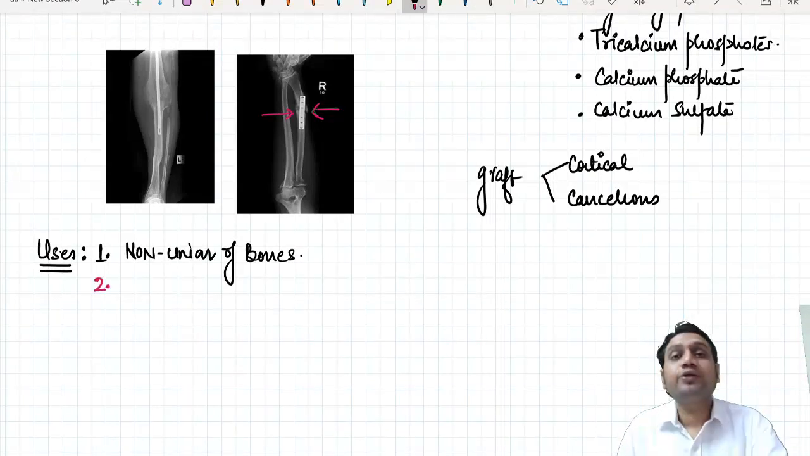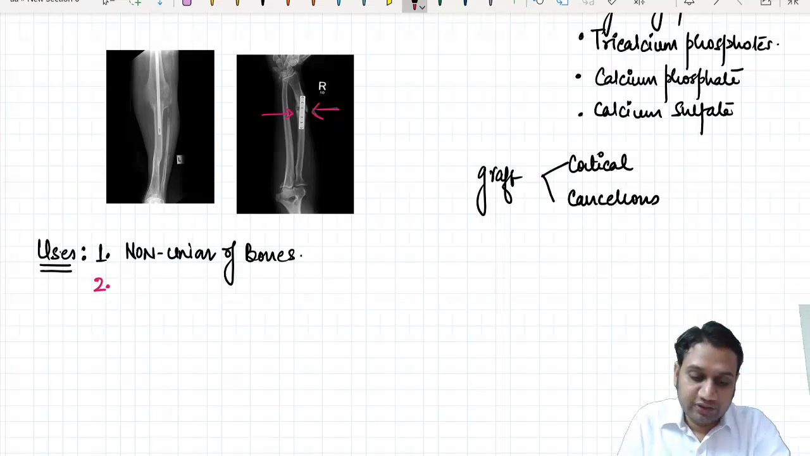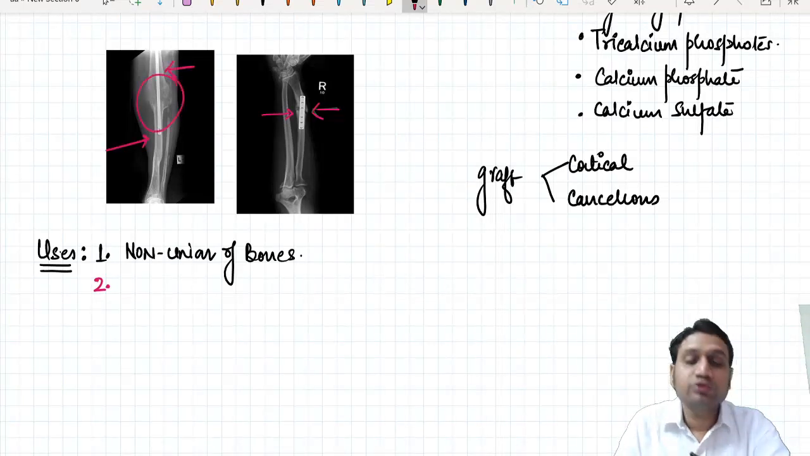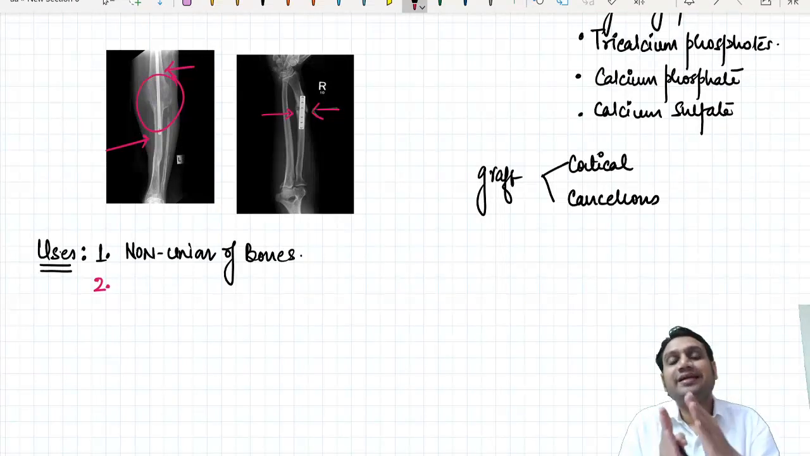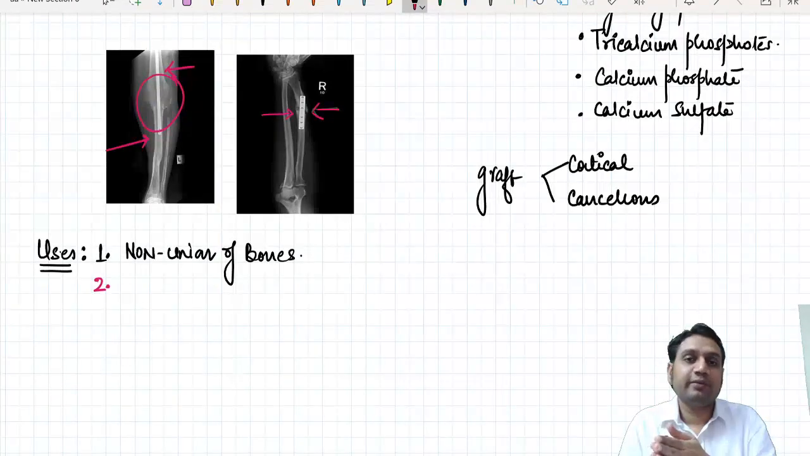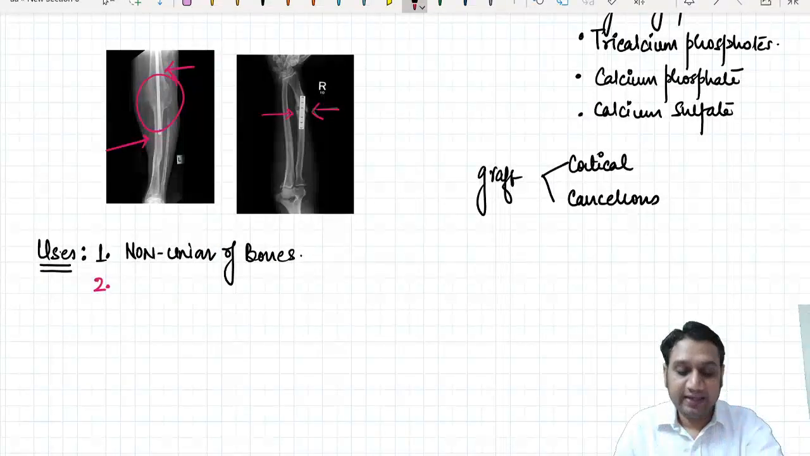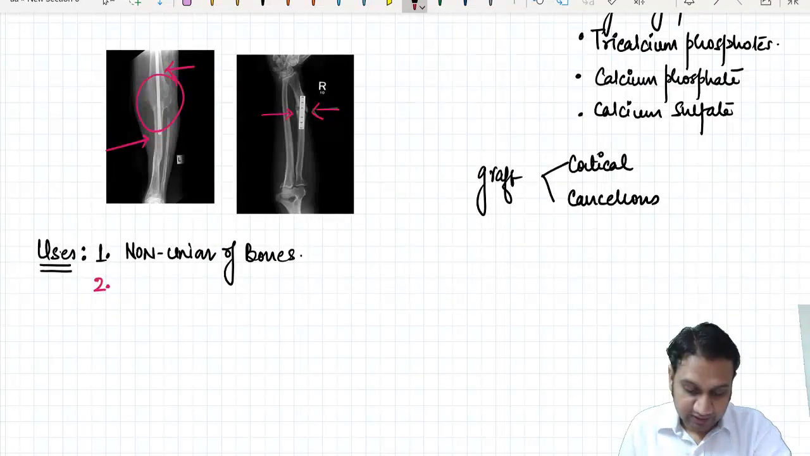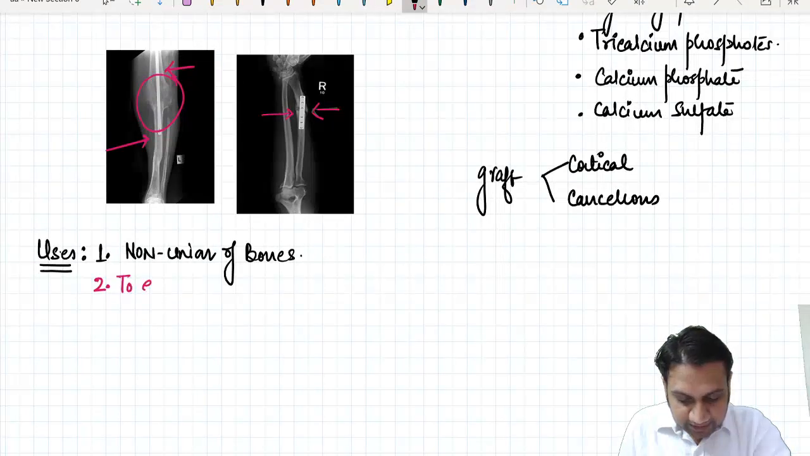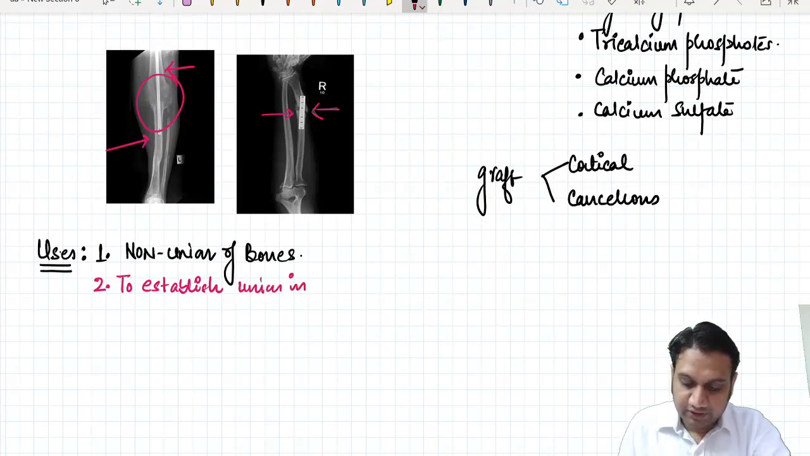Second, when you're doing joint arthrodesis. You see this is femur and this is tibia, and for some reason if we need to fuse the knee joint, we excise the lower part of femur and the upper part of tibia, put some bone graft, and pass a rod or some implant to fix it. So it is used to establish union in arthrodesis.